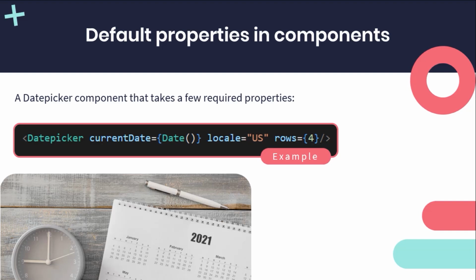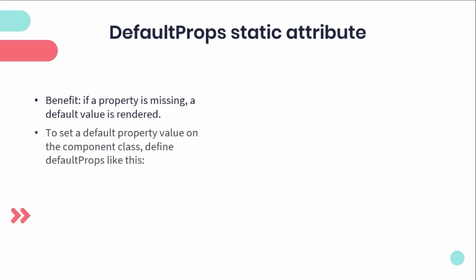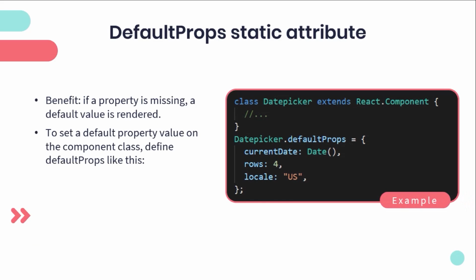Sadly, this isn't an uncommon situation in web development, because JavaScript is a loosely typed language, as we know. However, fortunately, on the flip side of that coin, React does provide a feature for that. We set default values for properties, the defaultProps static attribute. So the key benefit of defaultProps is that if a property is missing, a default value is rendered. To set a default property value on the component class, we define defaultProps, like this. For example, in the datePicker component definition that we just looked at, we can add a static class attribute.